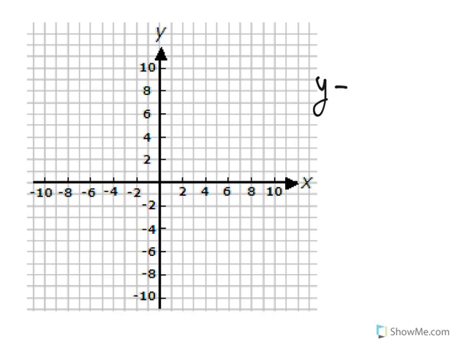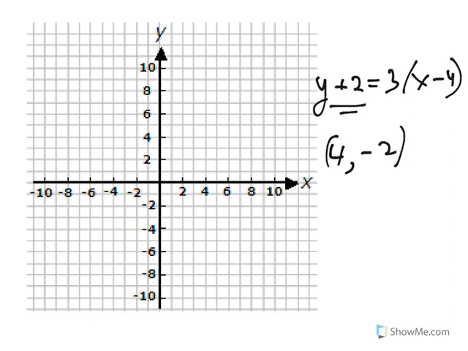Here's a practice question. y plus 2 equals 3 times x minus 4. In this case, the point is going to be positive 4, negative 2. You kind of take the opposite of each of these numbers. So negative 4 becomes positive 4, positive 2 becomes negative 2. And I graph that point, 4, negative 2. And then this number is the slope, so I go 1 to the right and 3 up. 1 to the right and 3 up. I can make a graph of that.